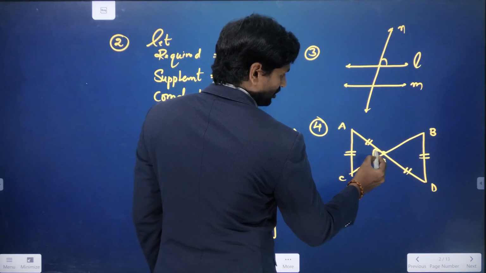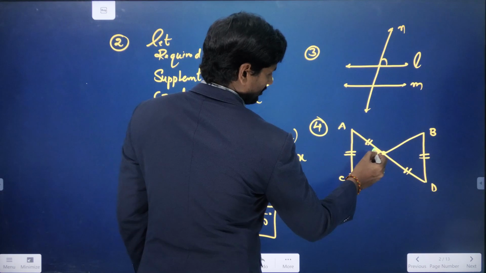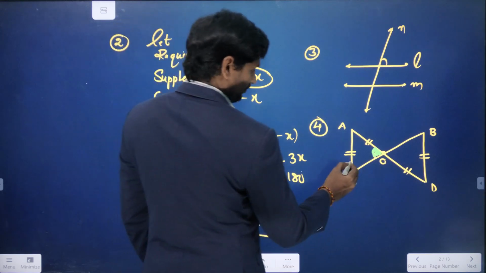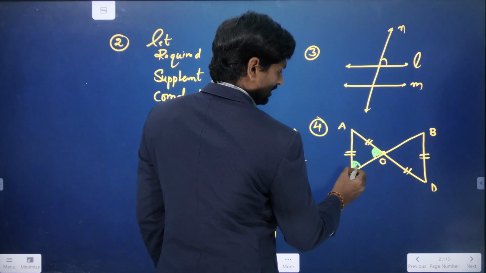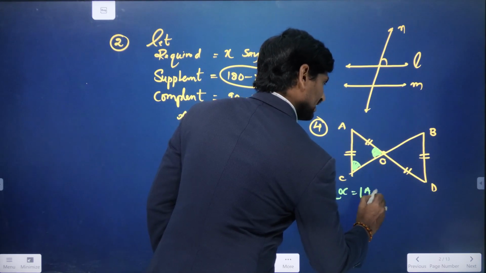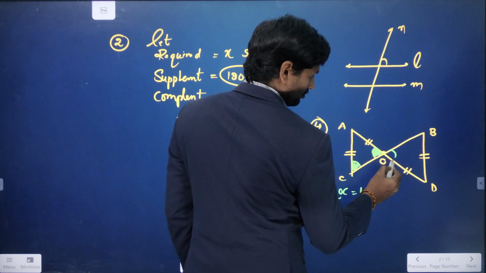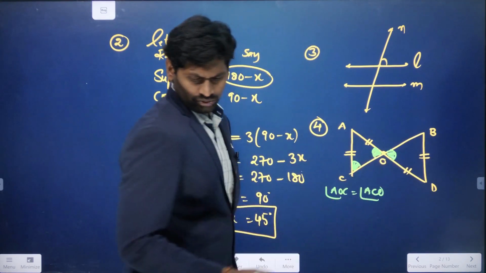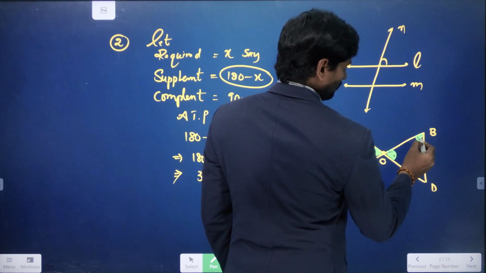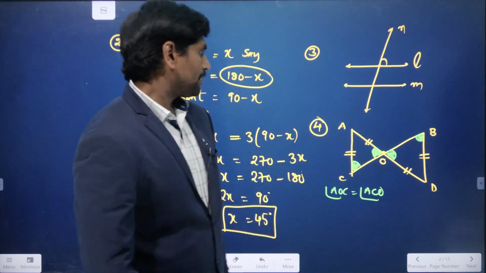But from the given information we know that angle AOC means the angle at O, this one. Angle AOC, yeah, this angle. Angle AOC equals angle ACO, these two, ACO being the angle at C. Yeah, angle AOC is equal to angle ACO. Next, angle BOD equals angle OBD, these two. Right. Okay.